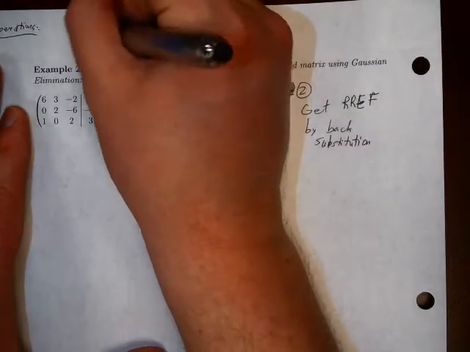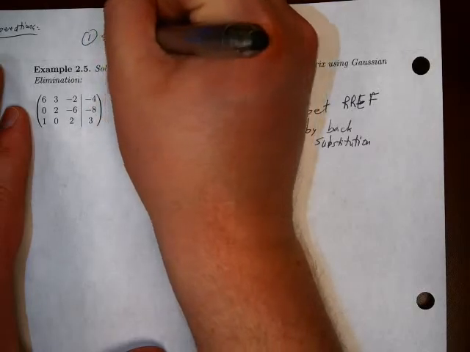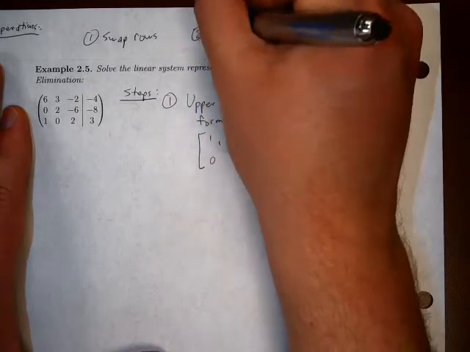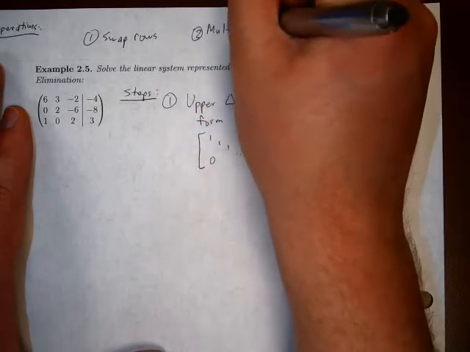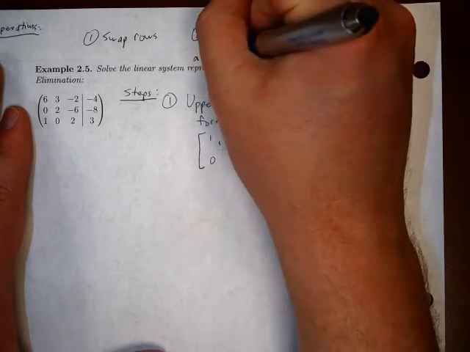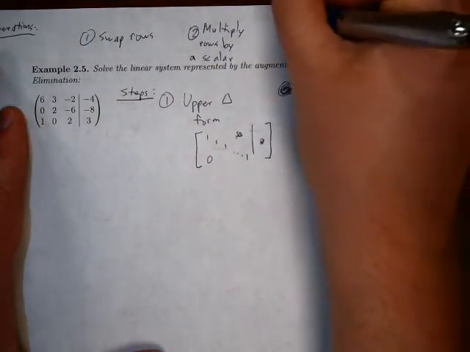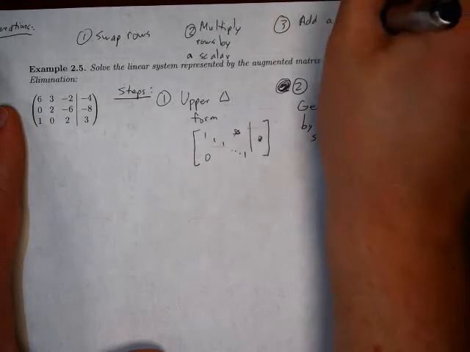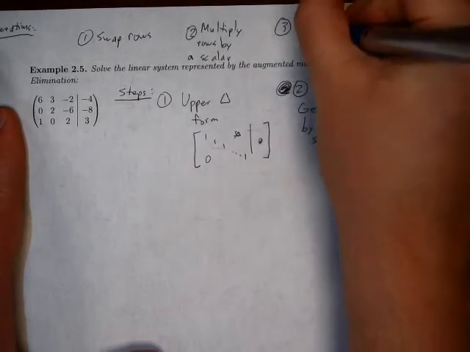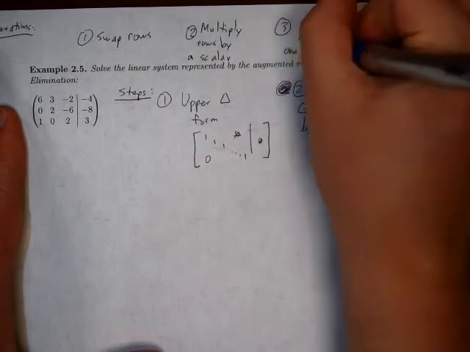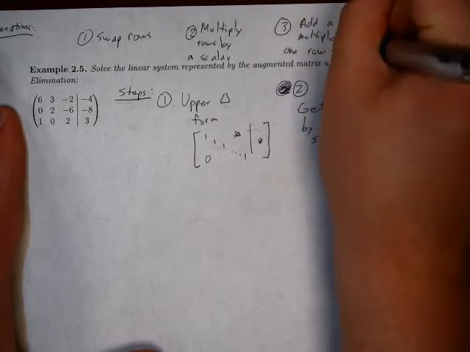That's how you spell operations. So our operations are: we can swap rows, we can multiply rows by a scalar, and we can add a constant multiple of one row to another.